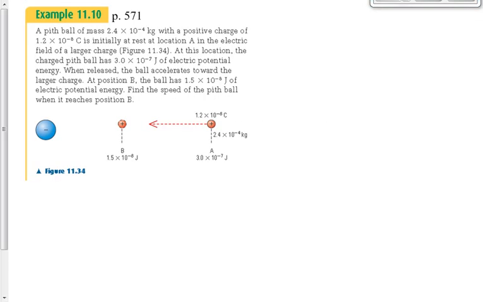I got one example that I want to do with you today. 11.10 on page 571. It says a pith ball. A pith ball? What's a pith ball? A pith ball is a ball made out of material from the inside of a plant. It's pith from the inside of a plant, and it's really, really light.